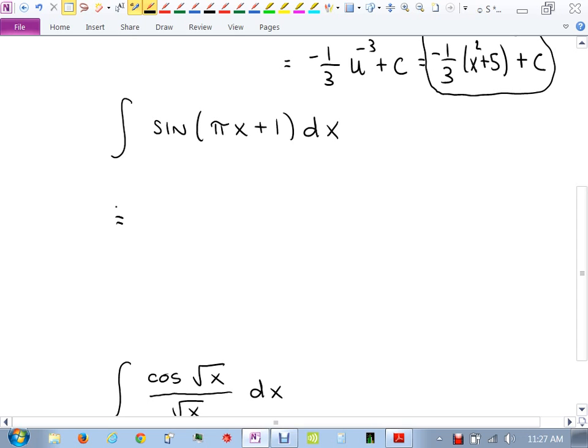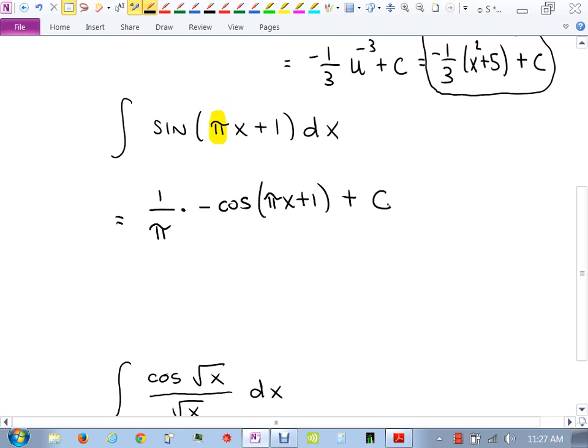So anytime you have this, all you have to do is focus your attention on the number in front of x, which is pi, and make sure you scale by 1 over that. So it'll be 1 over pi, but then times the antiderivative of sine, which is negative cosine. So you would have had negative cosine of everything in there, plus a constant. And then, of course, that negative could come out. So negative 1 over pi cosine of pi x plus 1.